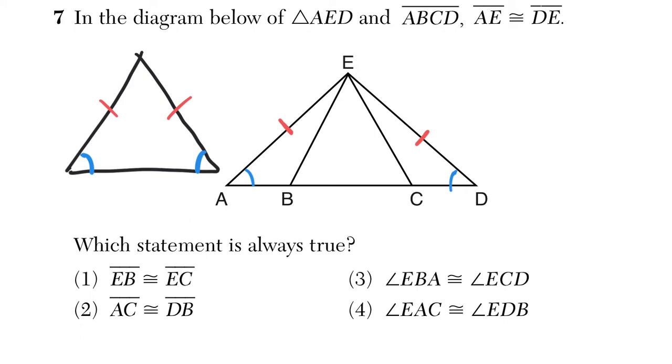Because what we're looking for is something that is always true, and we just don't know. We just can't say for certain. So we're going to have to rule out option number 1. Option 2 says AC is congruent to DB. So AC is congruent to DB. It seems like it, right?